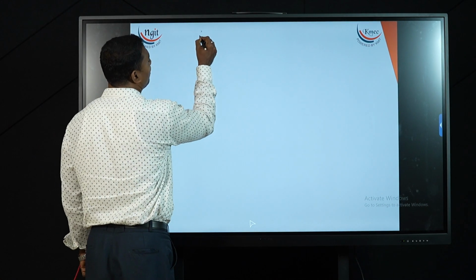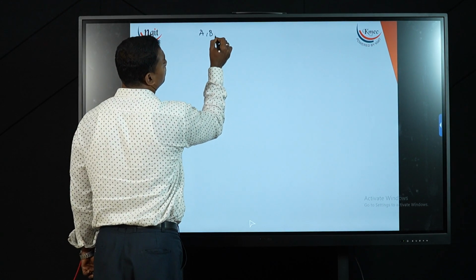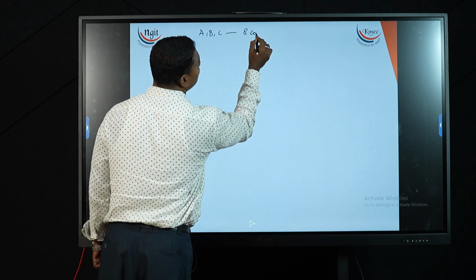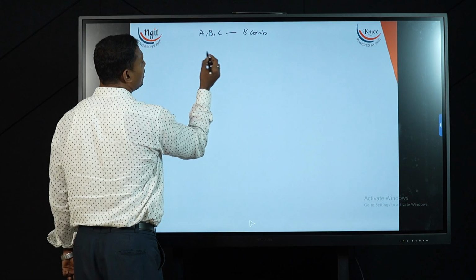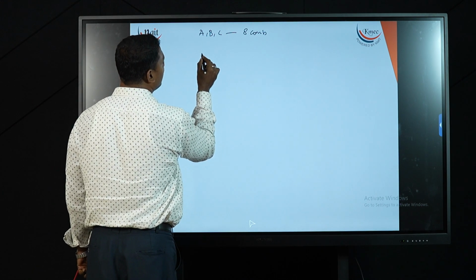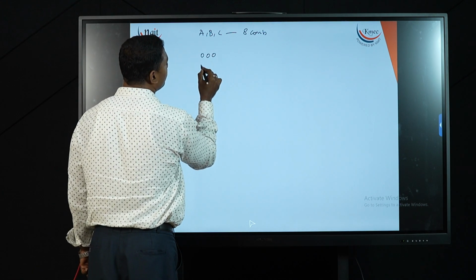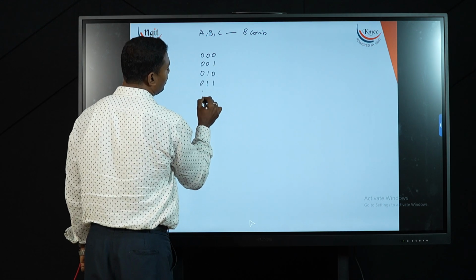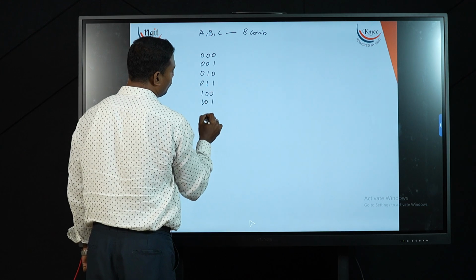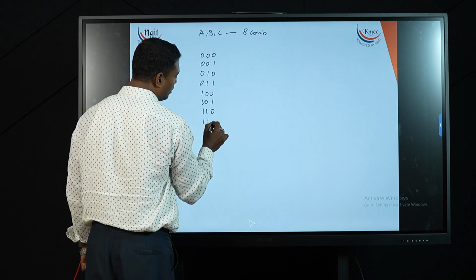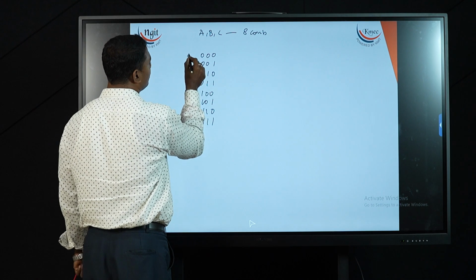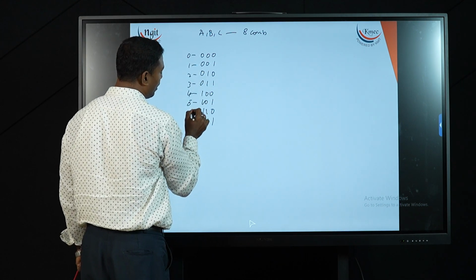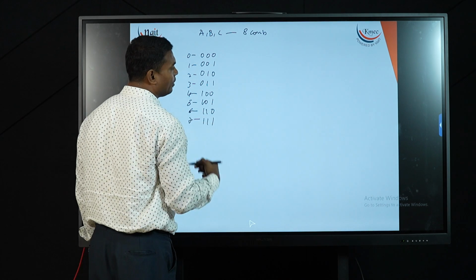Now for example, if I am having 3 variables as A, B, C. So 3 variables means the number of combinations that I can take is 8 combinations. So for the 3 variables A, B, C, I am considering 0 0 0, 1, 2, 3, 4, 5, 6, 7. So 0, 1, 2, 3, 4, 5, 6 and 7.